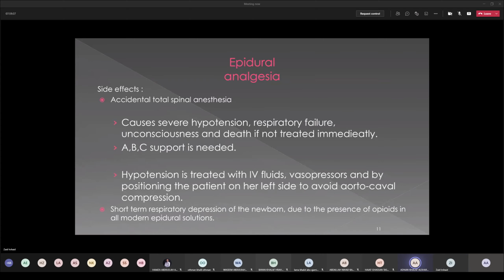Other side effects are accidental total spinal anesthesia, which will cause severe hypotension, respiratory failure, unconsciousness and death if not treated immediately. So here we work through the ABC: we have to secure the airways, breathing and the circulation. Hypotension is treated with IV fluids, vasopressors as we said, such as IV ephedrine, and by positioning of the patient on her left side to avoid aortocaval compression.